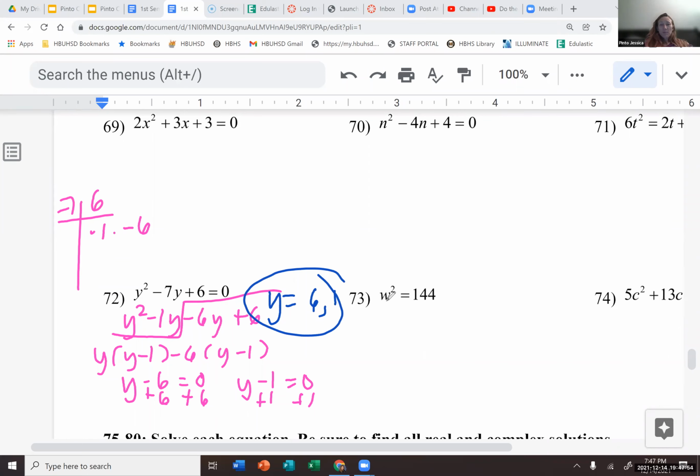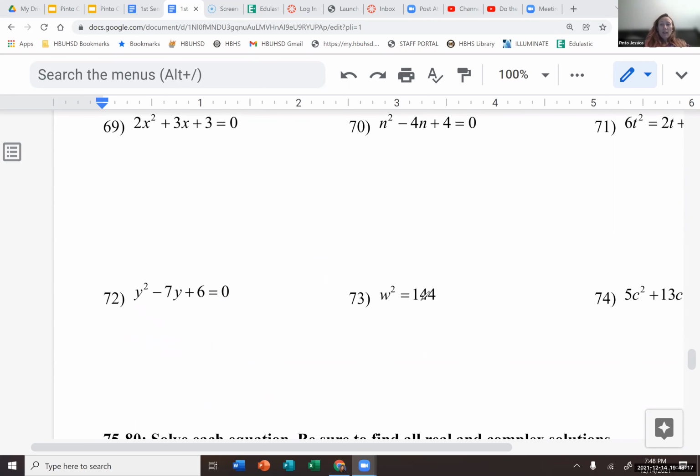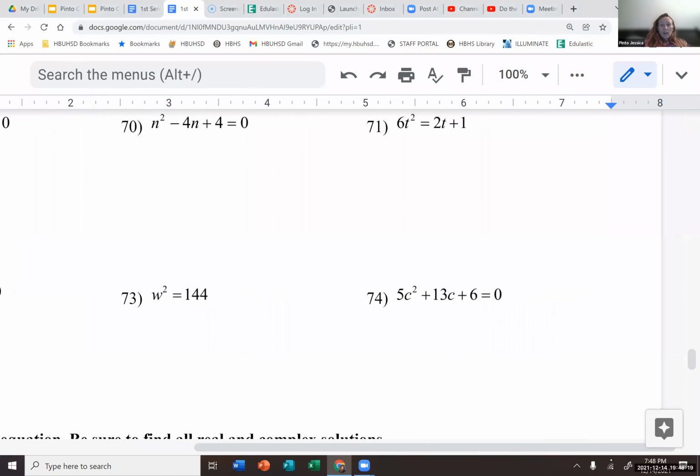73, I just love this problem. We just take the square root. It's w squared. I'm going to cancel that out. So I get w is equal to, I want two answers, plus and minus 12. That's because negative 12 times negative 12 makes positive 144. So we need both of those answers. That one was great.